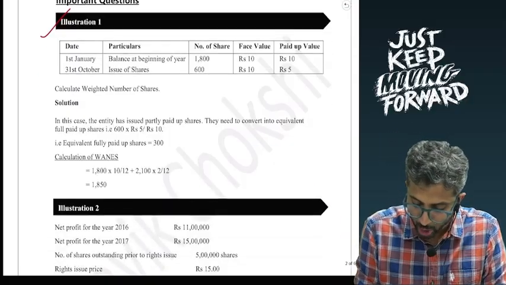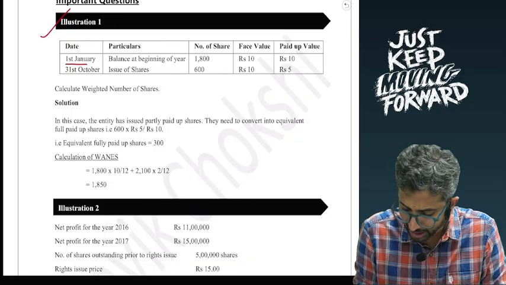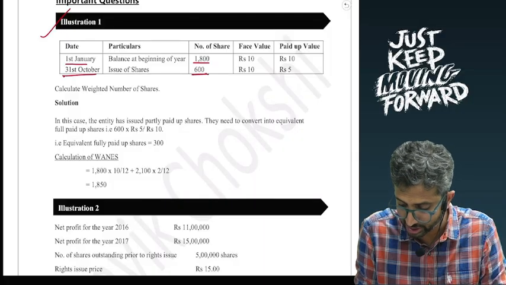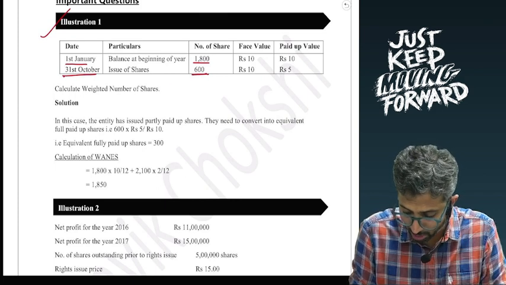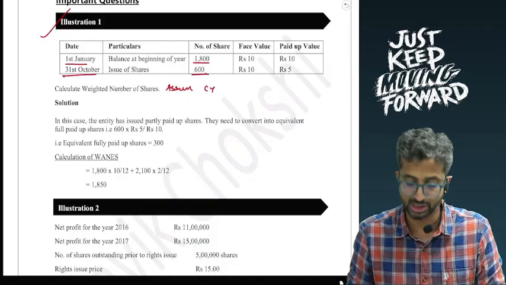So over here, when you look at question number 1, on 1st January, the balance of shares is 1800. On 31st October, new shares are issued, that is 600. Face value and paid up value is given. Calculate the weighted average number of shares, assuming a calendar year, that is 31st December year ending.